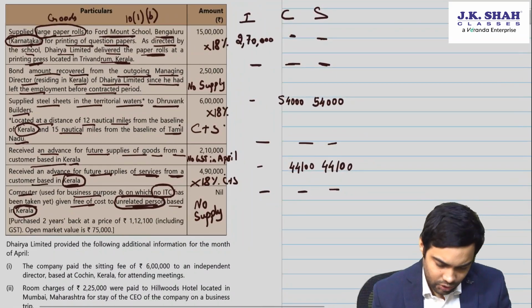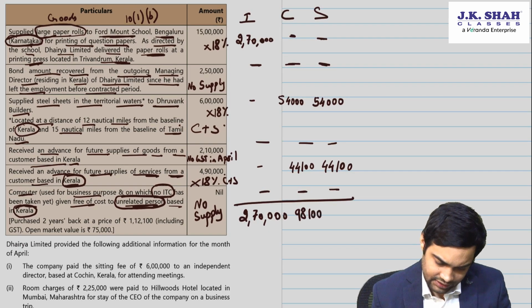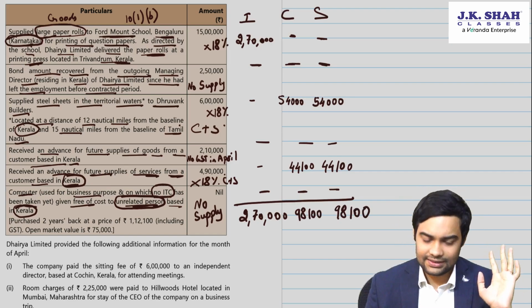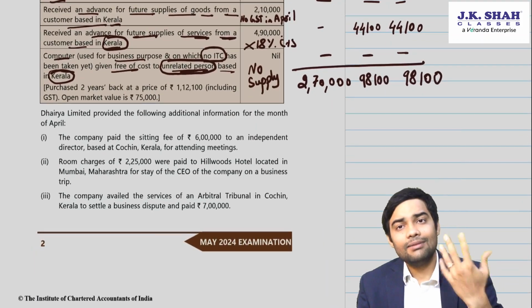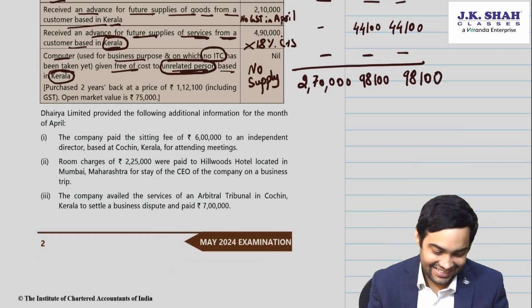So my output tax will be 2,70,000, 98,100 CGST, 98,100 SGST. I have successfully derived the output tax. Now let's see the balance information. In the balance information, it is possible that something gets added in this.